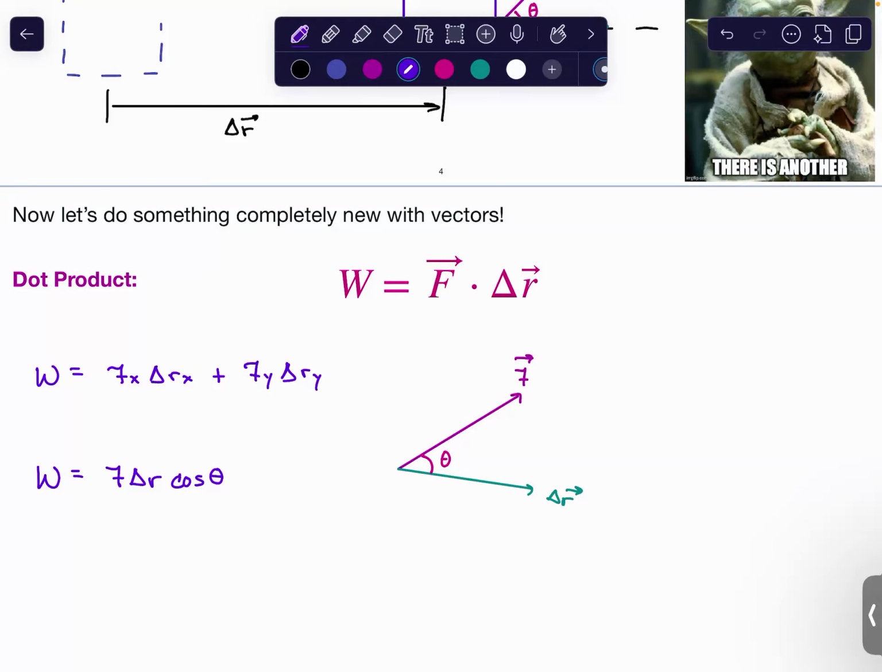Okay. Now, another way you could look at this, let's say we have an object.